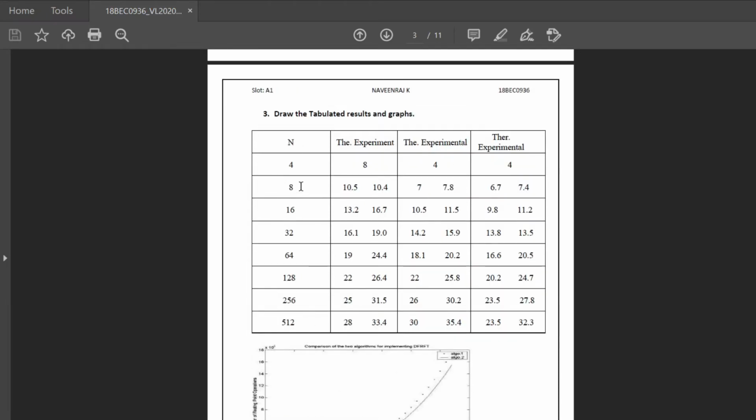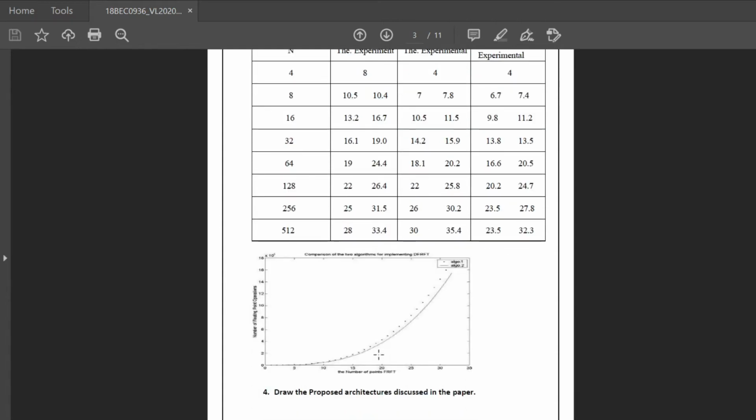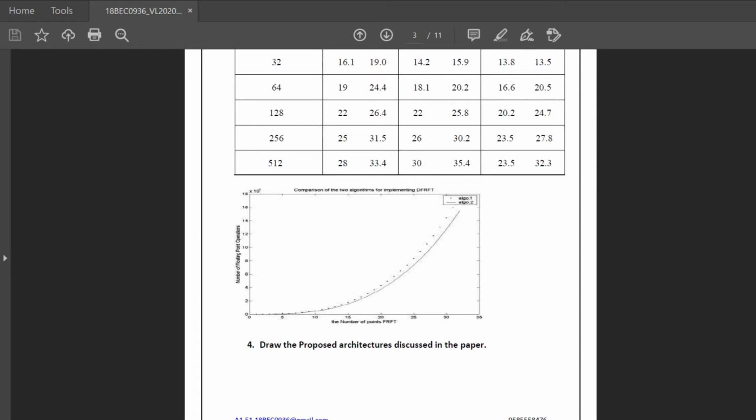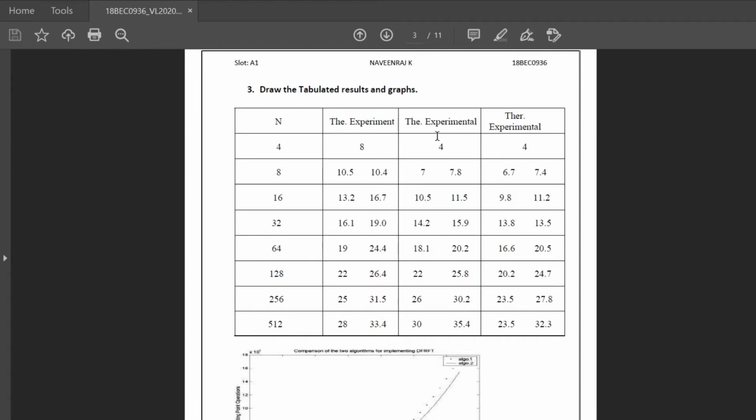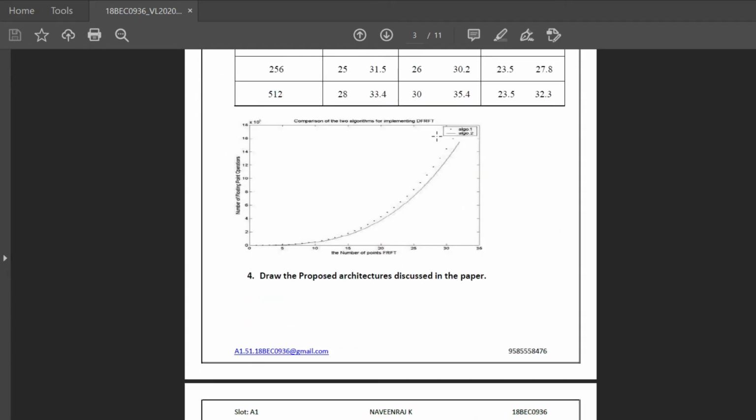For n equal to 4, 8, 16, 32, I've got the theoretical and its experimental values. And based on that, we've got a plot. It's like a logarithmic plot, an exponential plot. It rapidly increases after a particular threshold. Maybe after this particular point, there's a change in the increasing step. Yes, so this is the graph obtained through the tabulated results. And that's it about the third question.